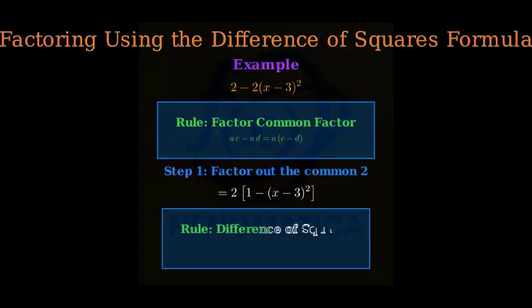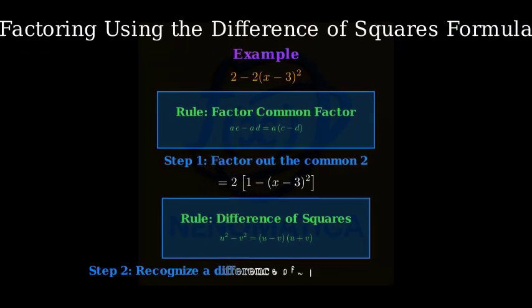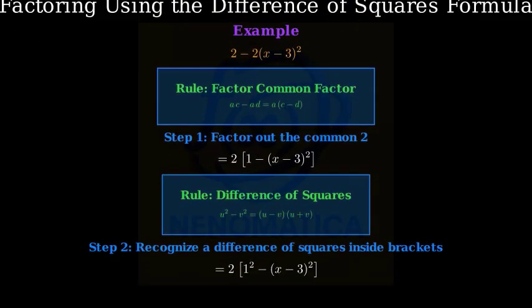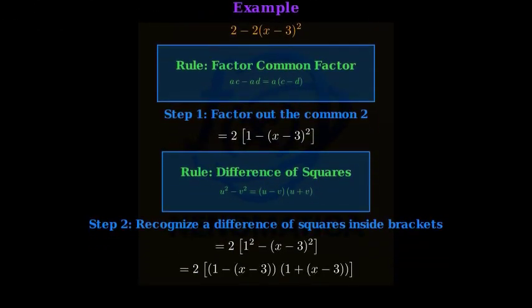Next, we recognize that what we have inside the brackets is a difference of squares. We can rewrite this as 2 times the quantity 1 squared minus the quantity x minus 3 squared. This follows the pattern a squared minus b squared.